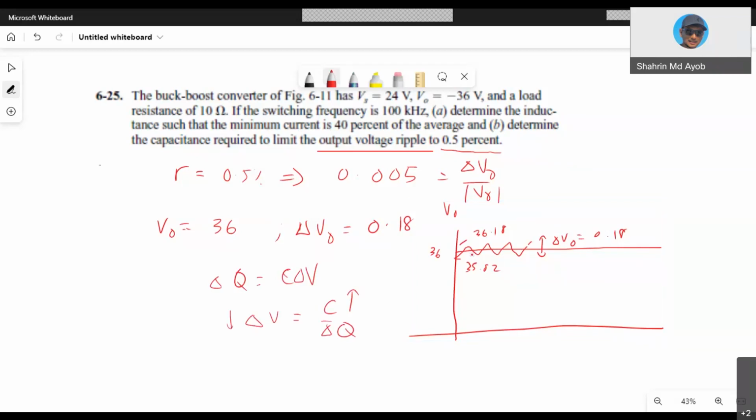Wrong. Correct. Wrong. Where? Is it correct? Delta V, okay, Q. How is this? Delta Q over C. Okay, it's the same. You increase this one. Okay. So 0.005. Okay, erase this one.